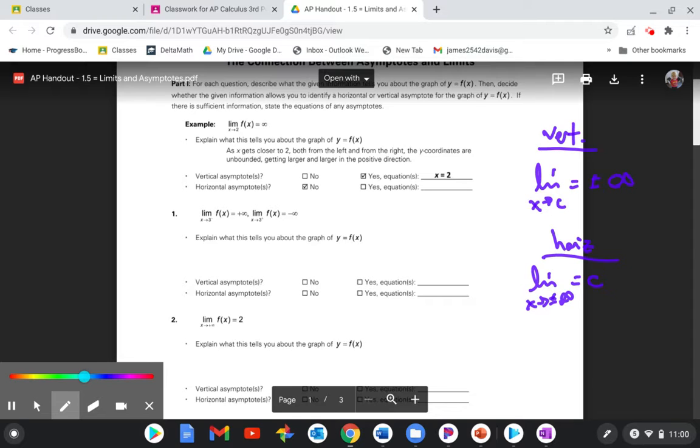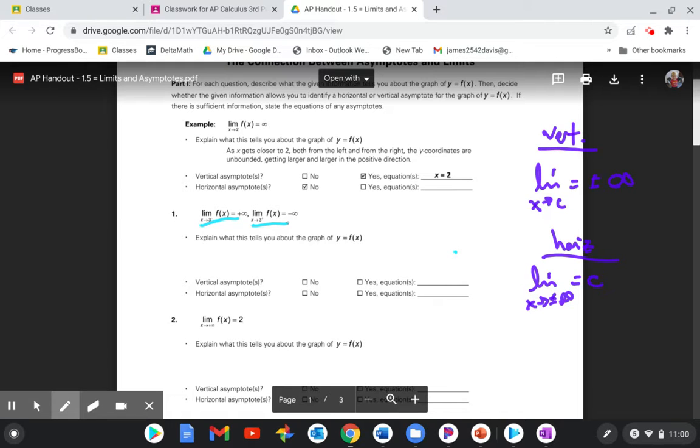With that said, let's go ahead and try to answer a couple more of these. Let's just start with number 1. So the 2 things it gives us are these 2 here. We're supposed to explain what this tells us about the graph. So both of these are one-sided limits. As we approach 3 from the left, and as we approach 3 from the right, we're going to positive infinity and negative infinity, respectively.